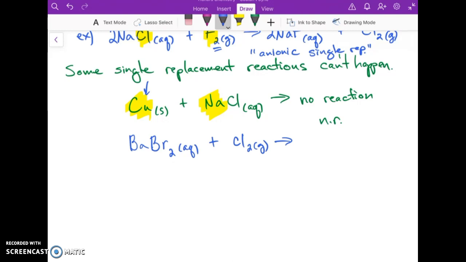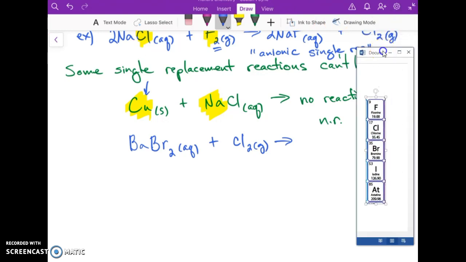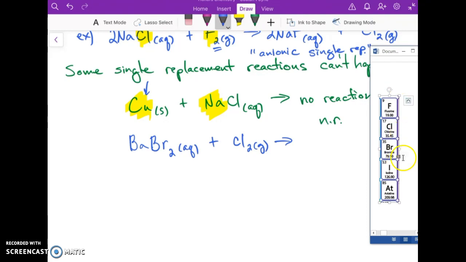And what we do is we just look at group 17 of the periodic table, because our anionic single replacement reactions are always going to involve the halogens. And so here's just a, you can obviously look at your periodic table or the one on the wall, but here's a little piece of it. These are the halogens: fluorine, chlorine, bromine, and iodine. Astatine as well, but we don't typically use it.